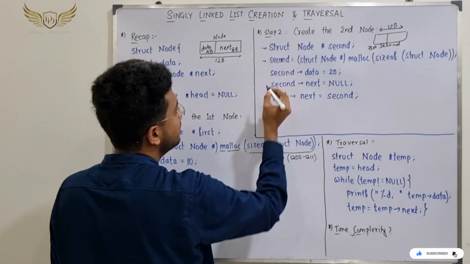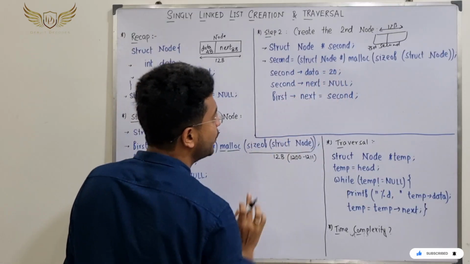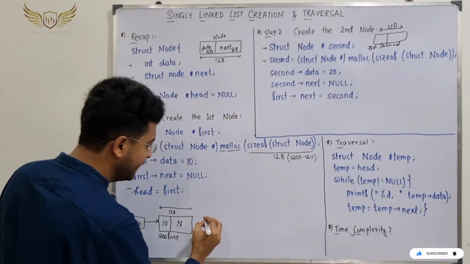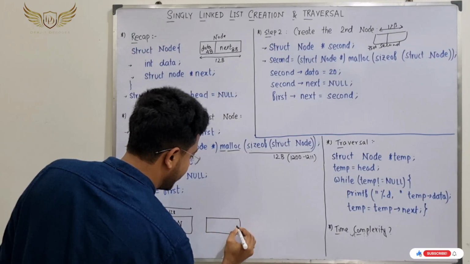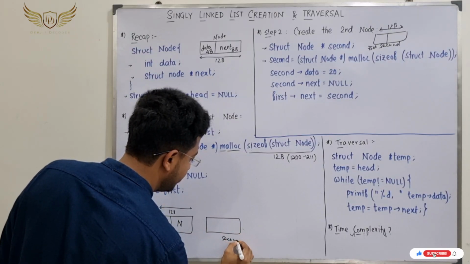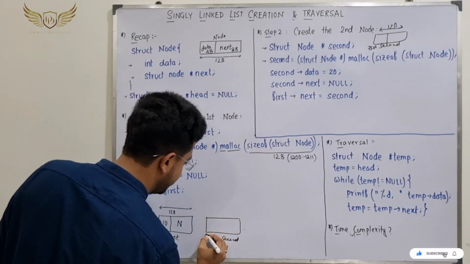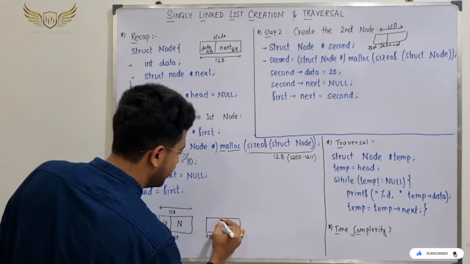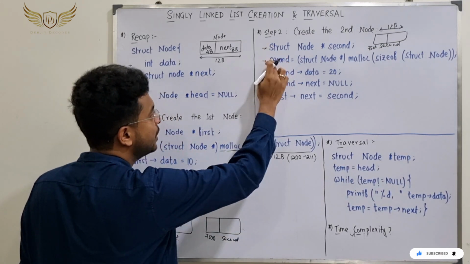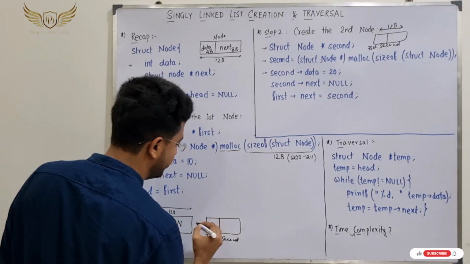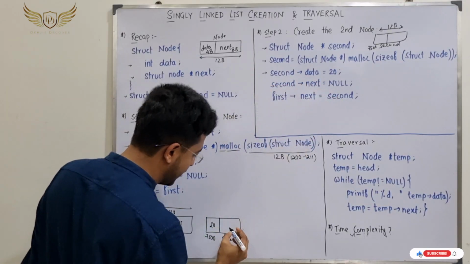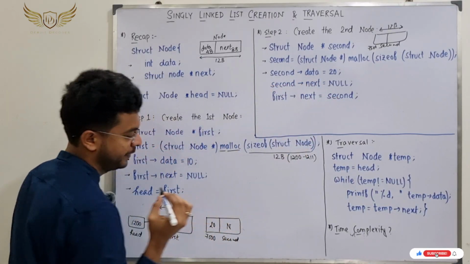Now, if you see the next line, second arrow data equals to 20, right? So we are creating here. Let's just create here. So this is second, and the memory location I have said is 7500. And now it will do what? These two lines are done. It will go here and say second arrow data equals to 20. So it will be giving 20. And second arrow next equals to null. So this particular portion is null.